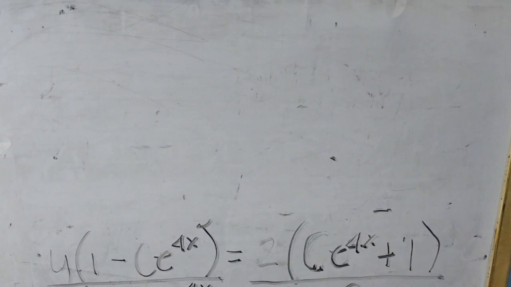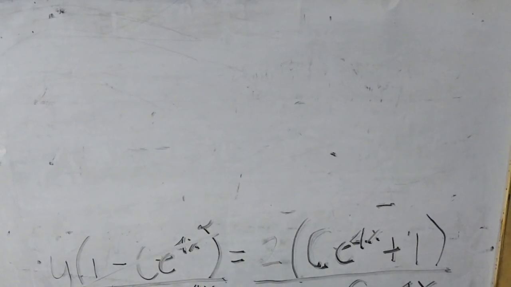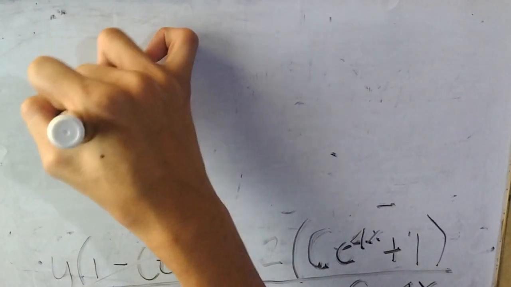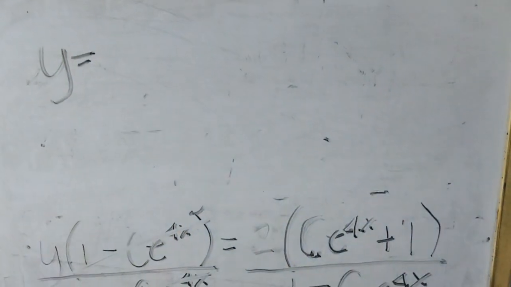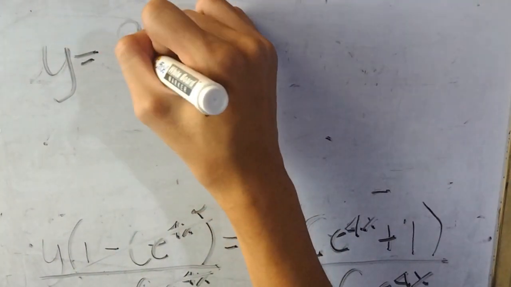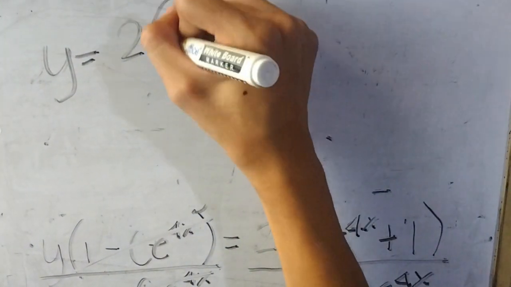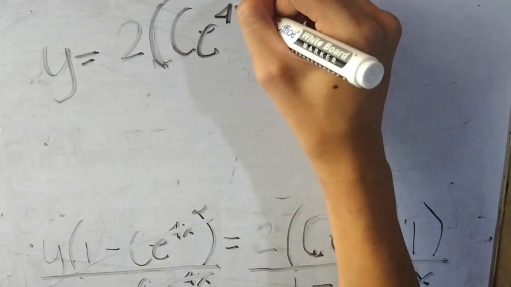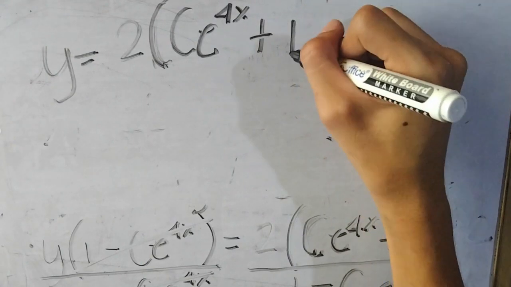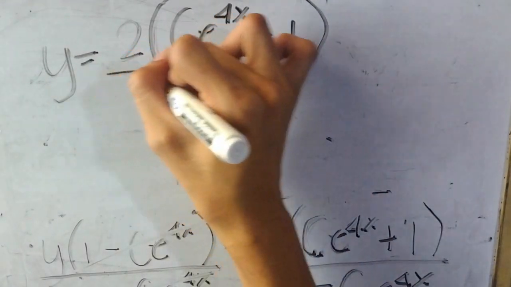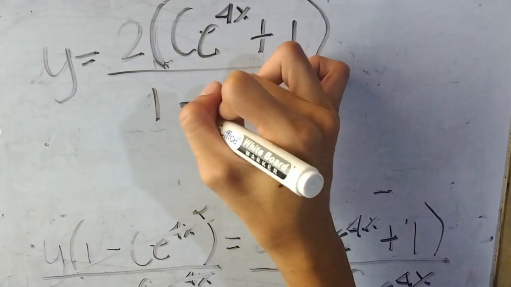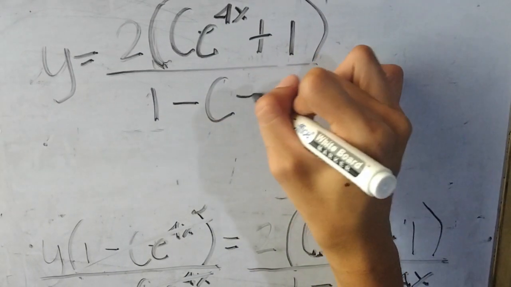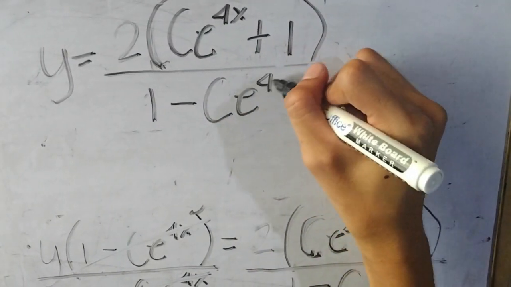So the final answer is, this would be cancelled. y equals 2 times parenthesis c e raised to the 4x plus 1, over 1 minus c e raised to the 4x.